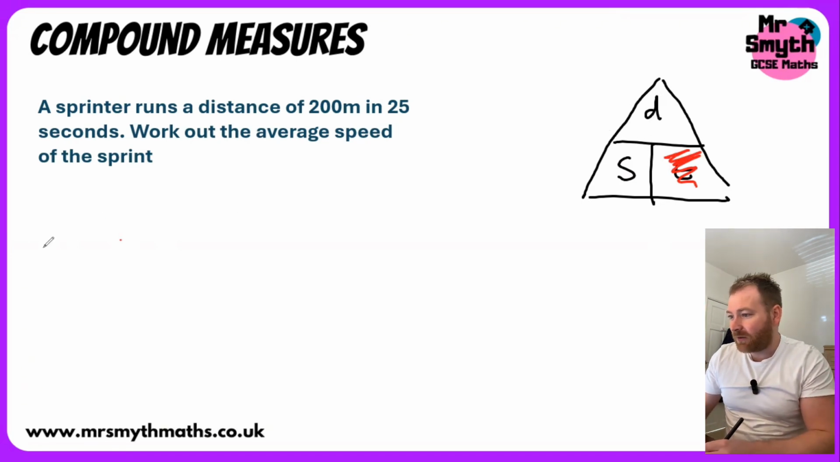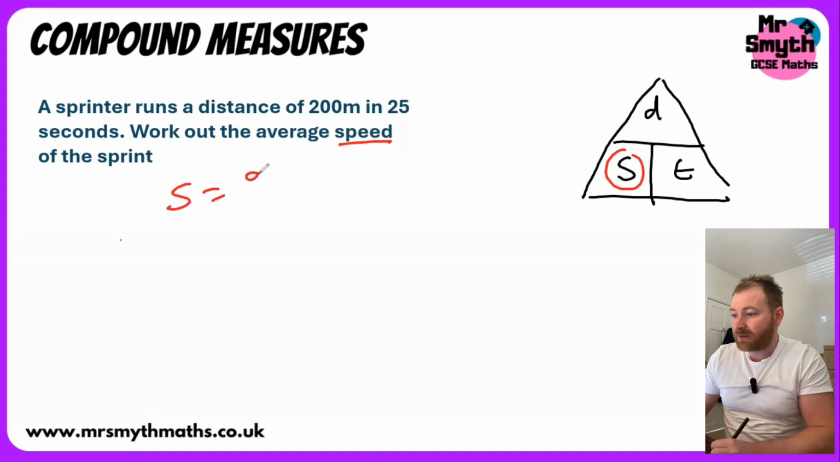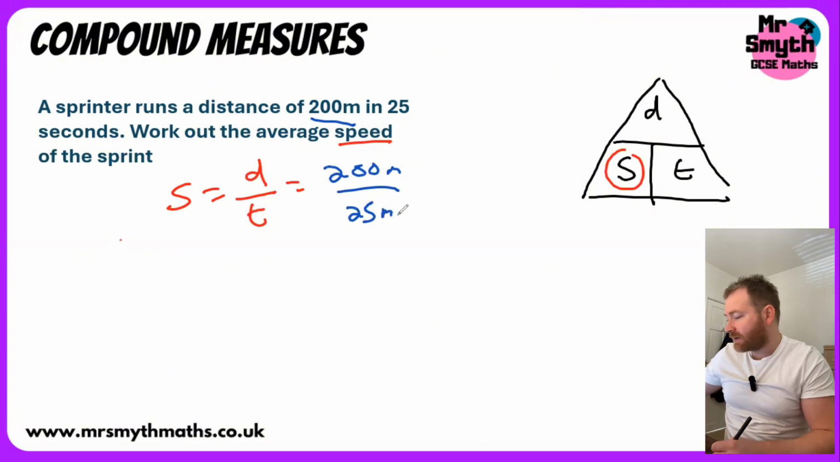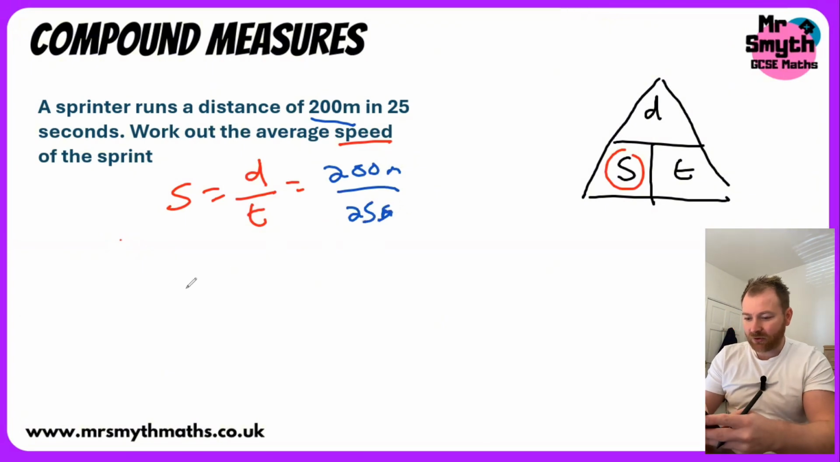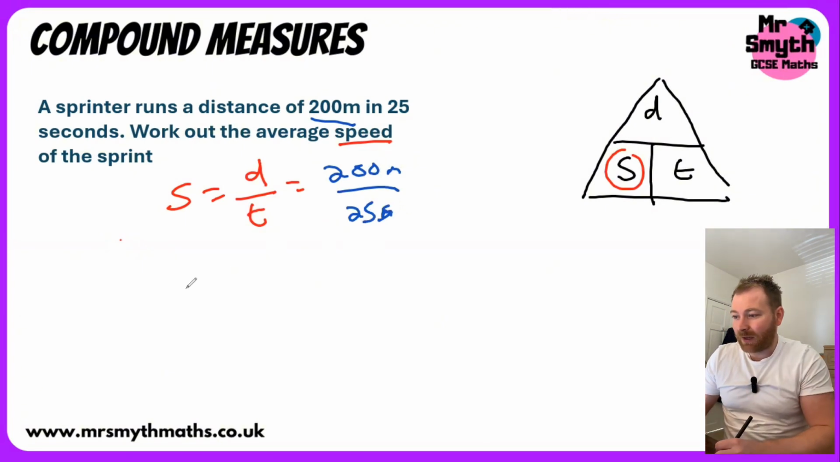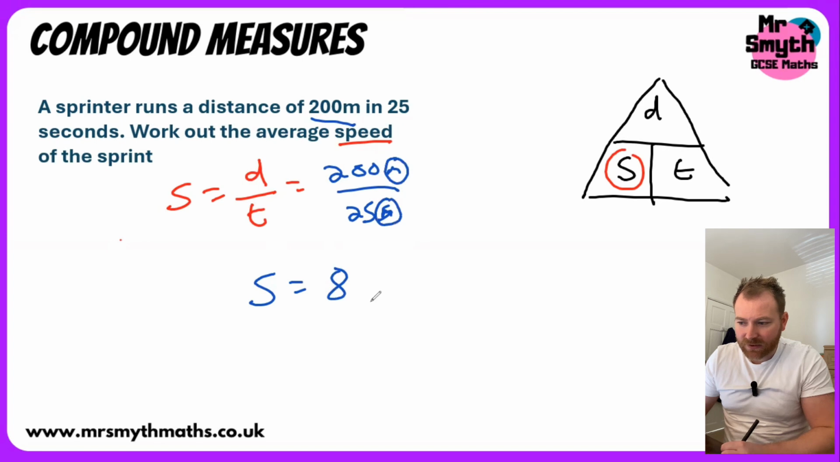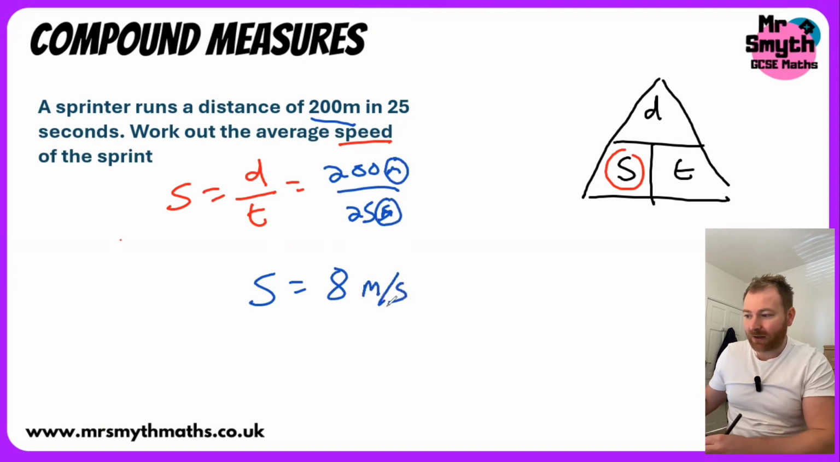So in our case, we've been asked to work out the average speed. So I want speed, and speed is going to be distance divided by time. All we're going to do is stick this straight into the formula. So 200 meters divided by 25 seconds. Let's stick that into our calculator. 200 divided by 25 gives me 8. So the speed is equal to 8. But notice we did meters divided by seconds, so it's meters slash seconds. So it's meters per second.